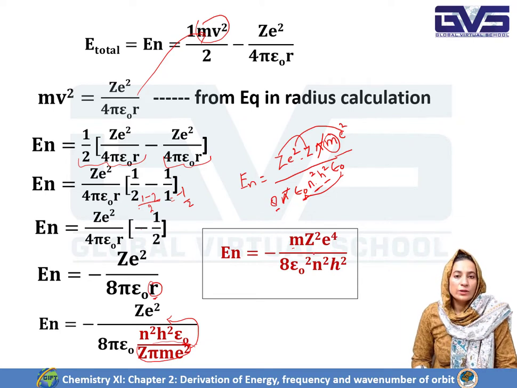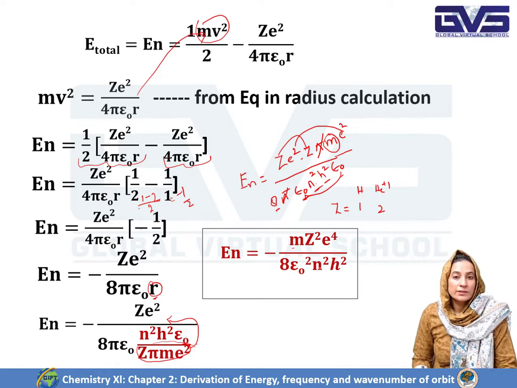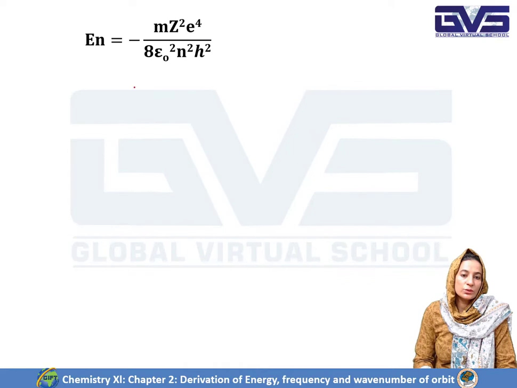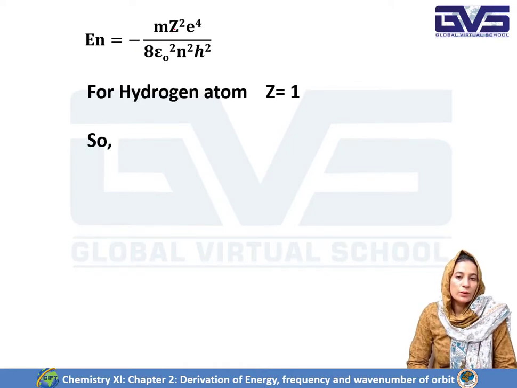And if you are using this for hydrogen, you know hydrogen's atomic number is 1, but if you are using it for helium, then its atomic number is 2. If you are using it for lithium, its atomic number will be 3. And n can be any orbit: first, second, third, fourth, and so on, while the rest are constants. So we got this equation for the hydrogen atom.